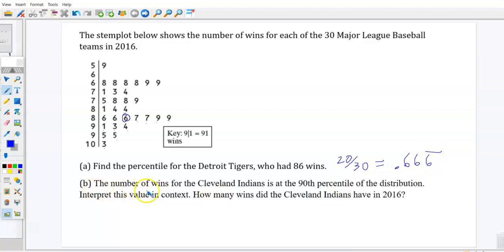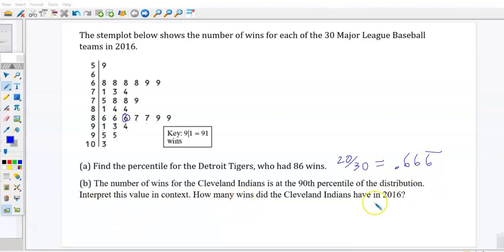And then the number of wins of the Cleveland Indians is at the 90th percentile of this distribution. Interpret this value in context. Okay, so this is weird. They gave us the 90th percentile. By the way, with percentiles, you typically want a whole number, so I would probably round that to the 67th percentile. I should probably write out the word percentile. I was just being lazy there when I wrote it.